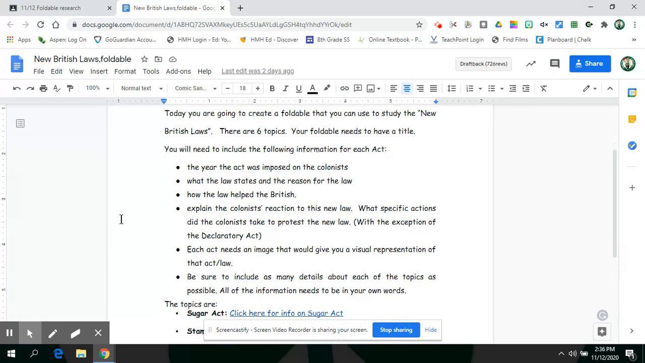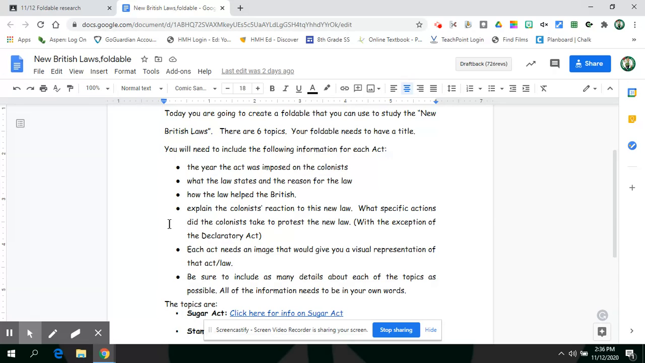You're going to need the year the act was imposed on the colonists, what the law states and the reason for the law, how the law helped the British, and you're going to want to explain the colonists' reaction to that law and how they protested it. So, what steps did they take to protest that law? There is one act that does not have a colonist reaction. That's the Declaratory Act, which I will show you on your note taking as well.